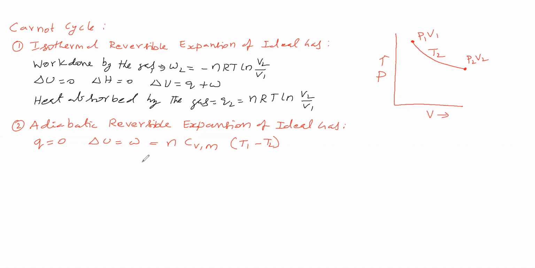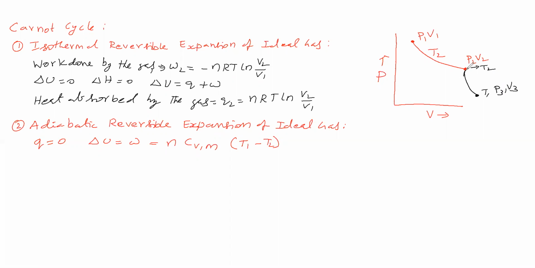Now, for this we will draw the graph. The graph comes like this. Here, temperature is T2 at the starting point, but as the process goes on like this, temperature keeps decreasing and attains T1 here. Here pressure is P3, volume is V3. Like this we can take.